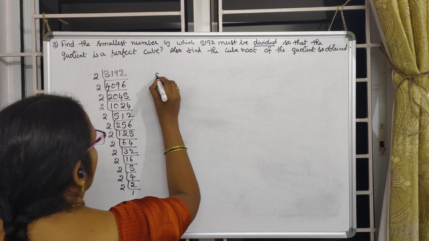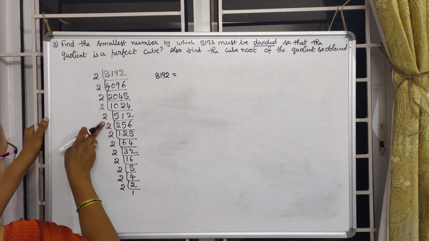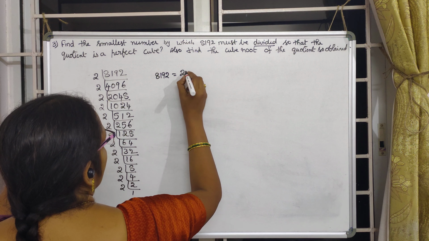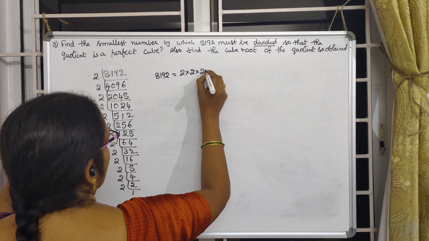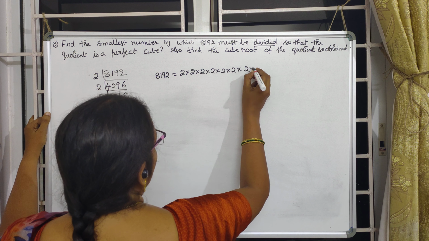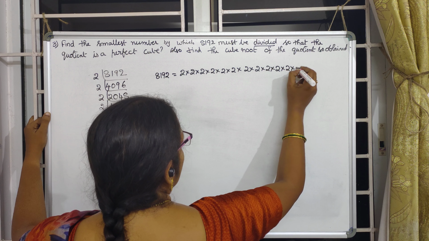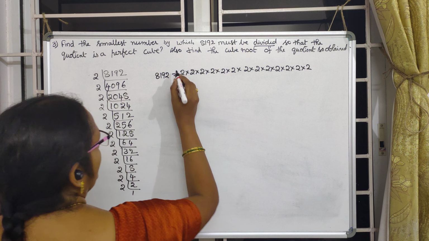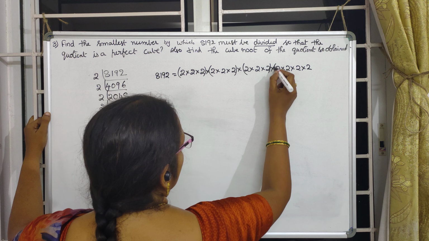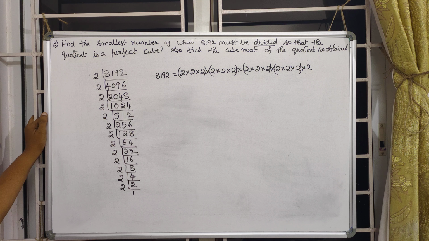So here 8192 equals 2 multiplied 13 times. Make them into groups of 3. How many 2's are left over? Only one 2 is left over.